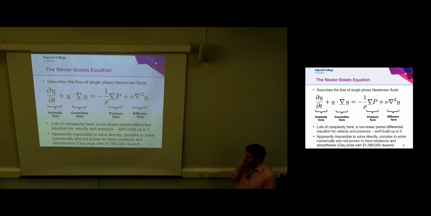Apparently this equation is impossible to solve directly. Certainly any solutions you get, even for very simplified cases, are so complex you can't really express them with any kind of simple closed form expression. And in fact, there's actually an open problem to prove that there's existence and smoothness of this equation, and that's worth £1 million if anyone can solve it.